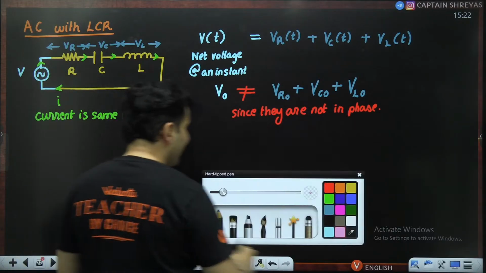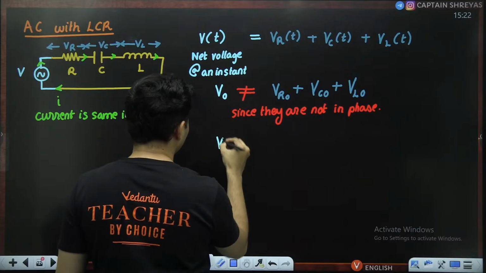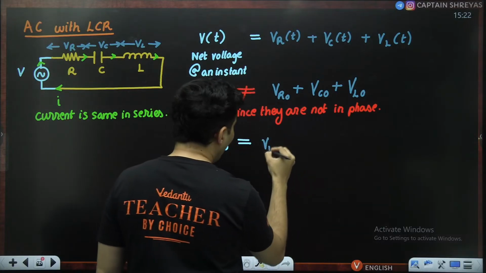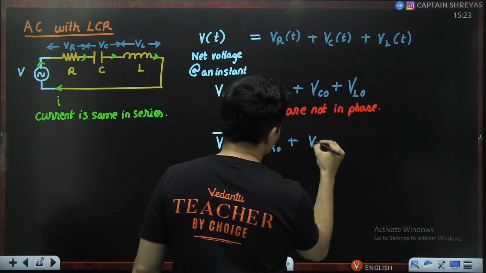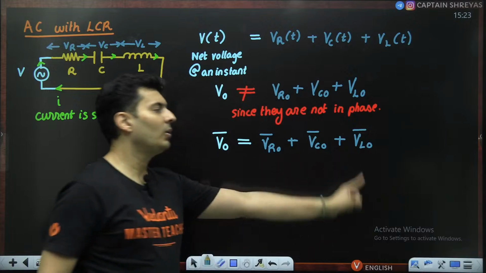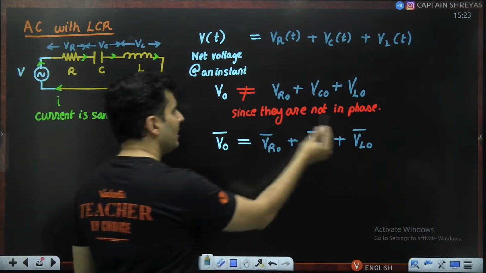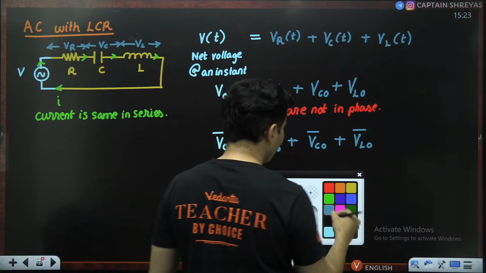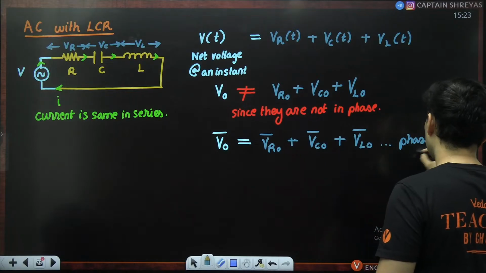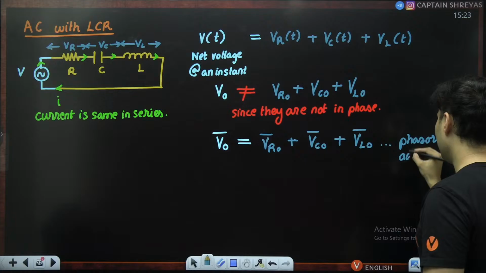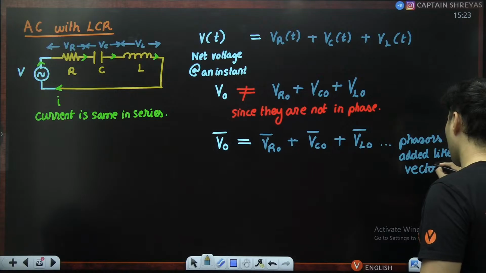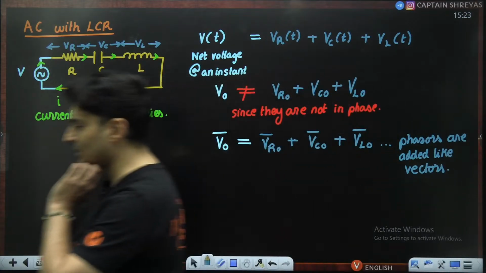So that is the reason why I will say, hence V naught bar is equal to VR naught bar plus VC naught bar plus VL naught bar. This is how it actually goes. This is correct. Since they are not in phase, I have to add them like phasors. So the phasors are added like vectors. This is correct. There is nothing wrong in this.